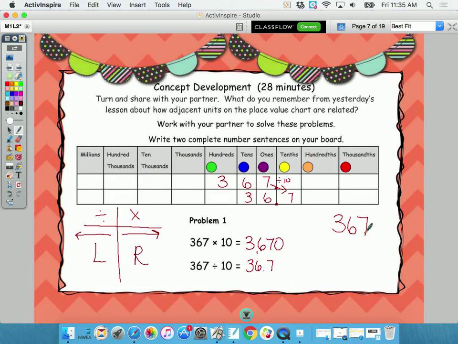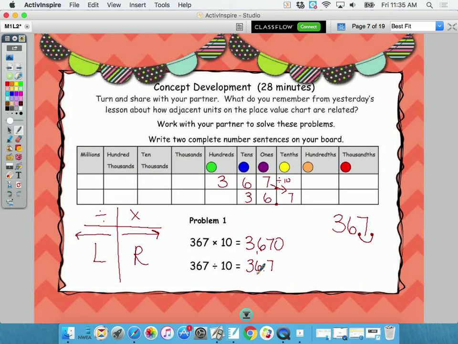Where's the decimal in this number? After the 7. And I'm going to move the decimal 1 place value to the left, like my decimal trick tells me. Oh, is that the same answer we got? That's what we're practicing today, boys and girls.